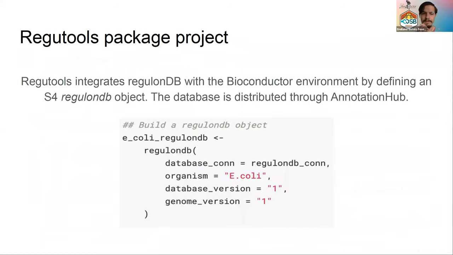Next slide, please. Right, so to start querying with regutools, first we have to build a regulonDB object. The regulonDB class is an S4 class that extends the SQLite connection class, but we added some slots for keeping track of the database version and also the organism version, because in the future we might distribute more than one version of the database.